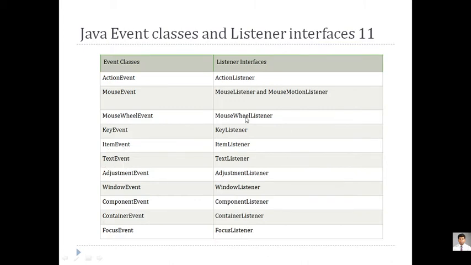Only one thing is different in here: mouse event contains mouse listener and mouse motion listener. The rest you will find have the same name: mouse wheel event, mouse wheel listener, key event, key listener. You have to keep in mind that mouse event contains two listeners, mouse listener and mouse motion listener.